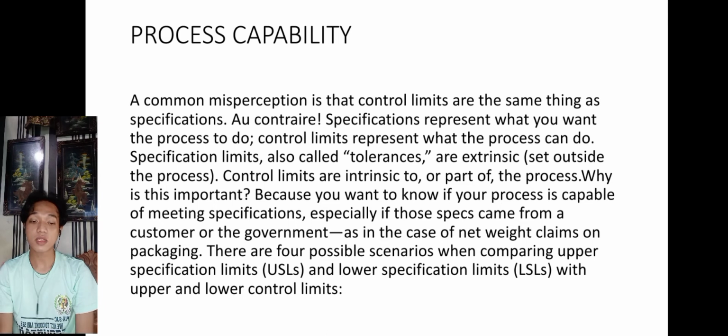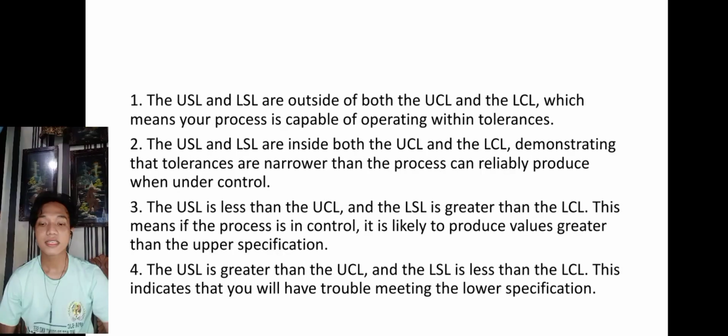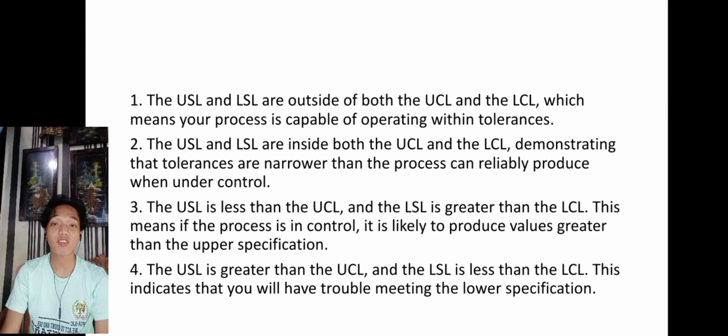Why is this important? Because you want to know if your process is capable of meeting specifications, especially if those specs came from a customer or the government. As in the case of net weight claims on packaging, there are 4 possible scenarios when comparing upper specification limits, USLs, and lower specification limits, LSLs, with upper and lower control limits. First, the USL and LSL are outside of both the UCL and LCL, which means your process is capable of operating within tolerances.